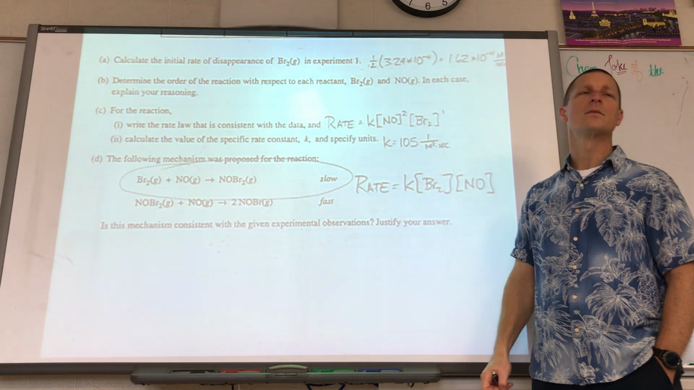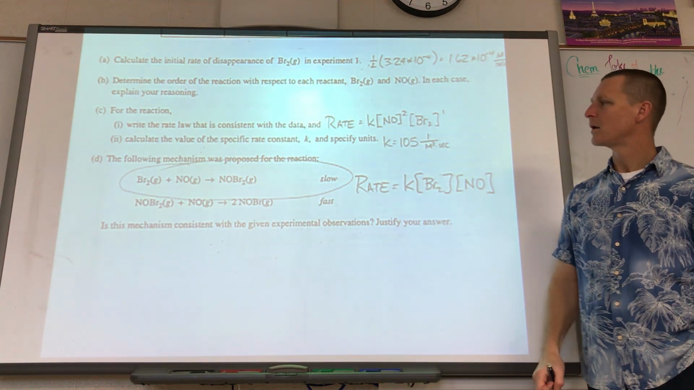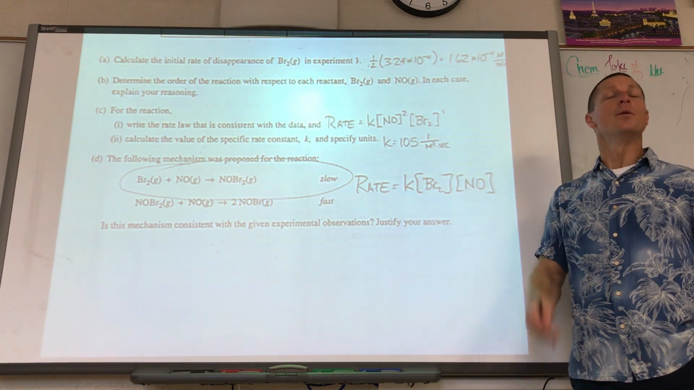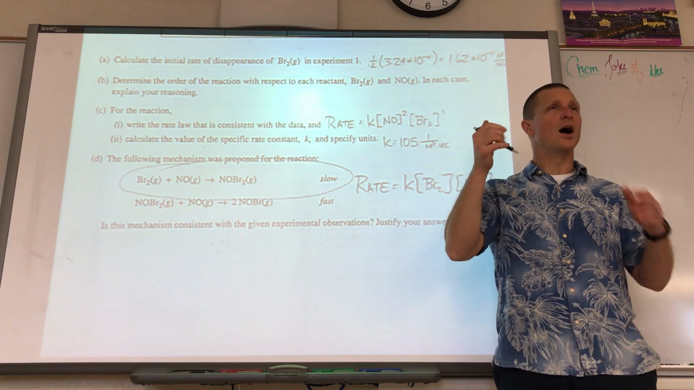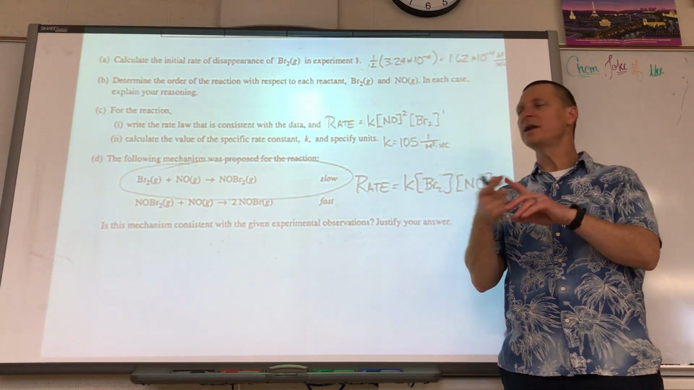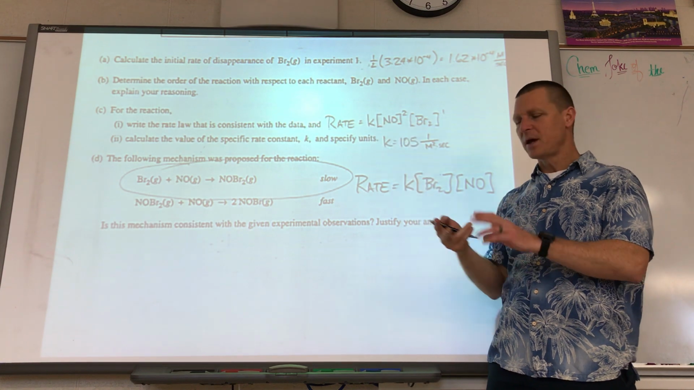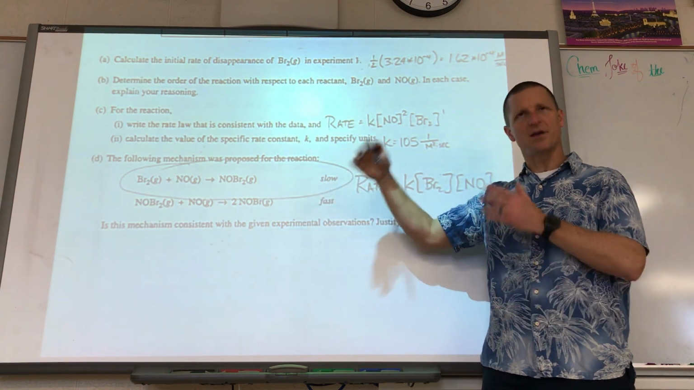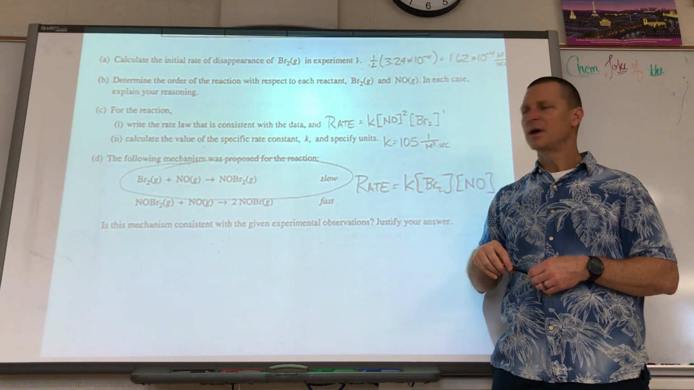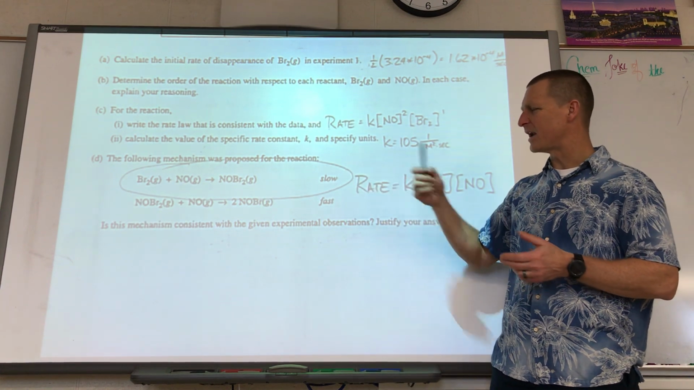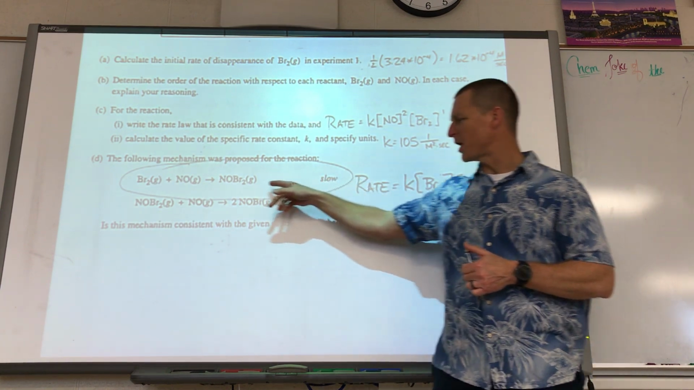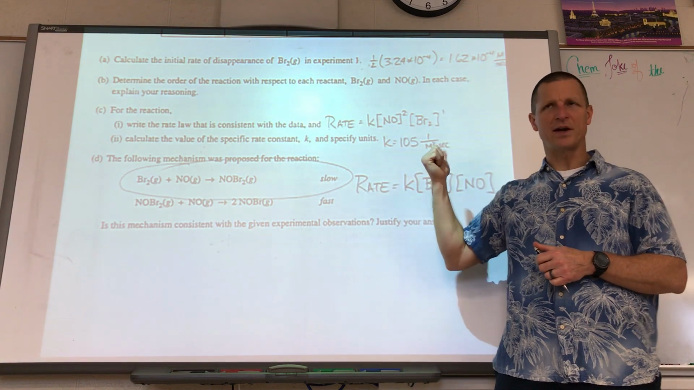What would we say? Would we just say it's consistent? Yeah, you'd say that it is consistent. Remember, there's 2 criteria for a mechanism to be valid. Number 1, it's got to reflect the experimentally determined rate law from the slow step. Number 2, the steps have to add together to give the overall balanced equation. I didn't even add them together to see if they added up to the overall balanced equation. I just saw that the slow step did not reflect the correct rate law.